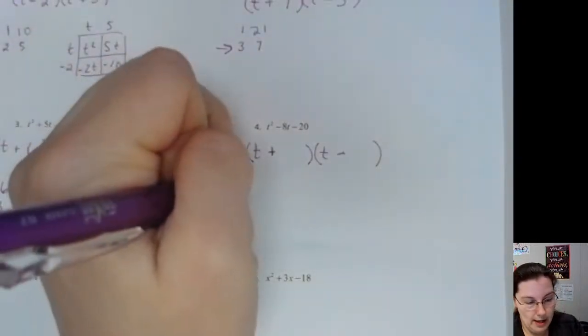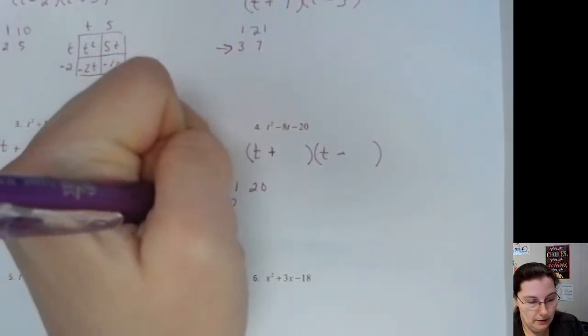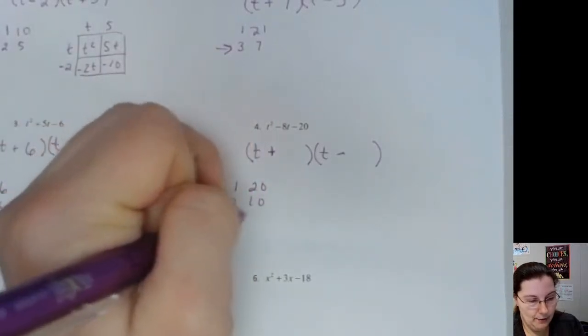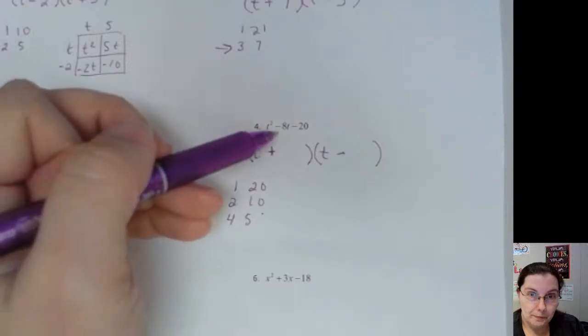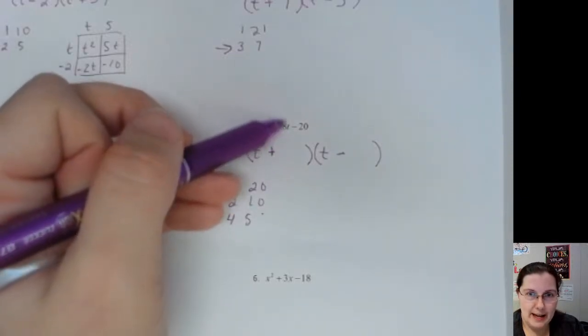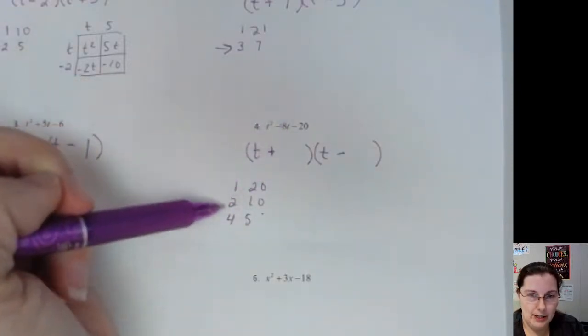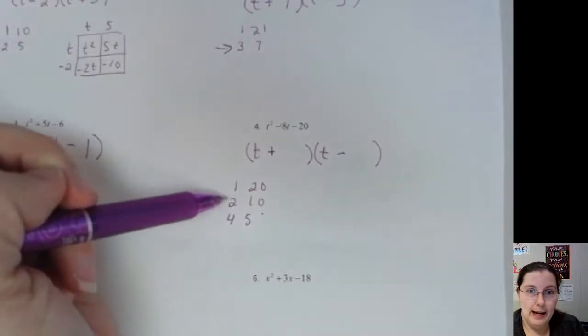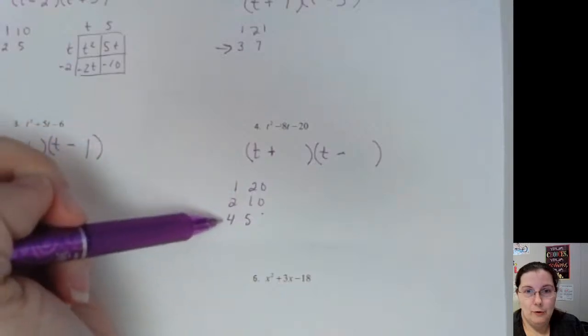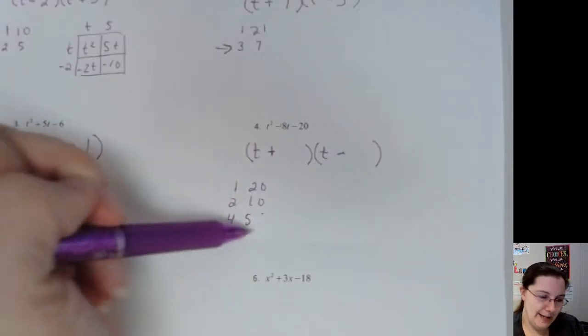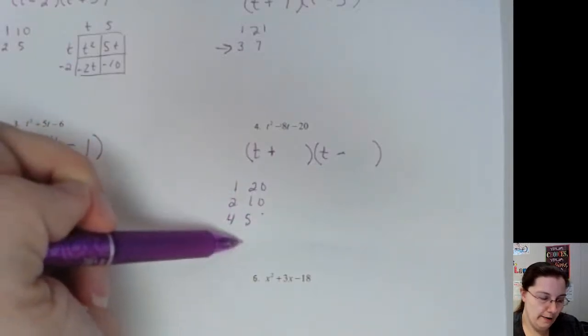So I have a 1 and a 20. I have 2 and 10, 4 and 5. All right, so now I need to get to a negative 8. So I'm going to see what can I do here. I know that 1 and 20, there's no way I can get to 8 with 1 and 20. 4 and 5, I can't get to 8 because that's going to give me a 9 if I add them or a 1 if I subtract.